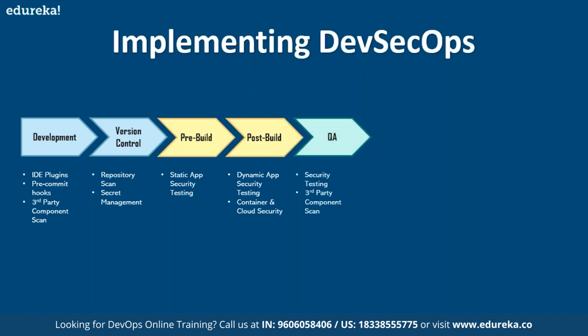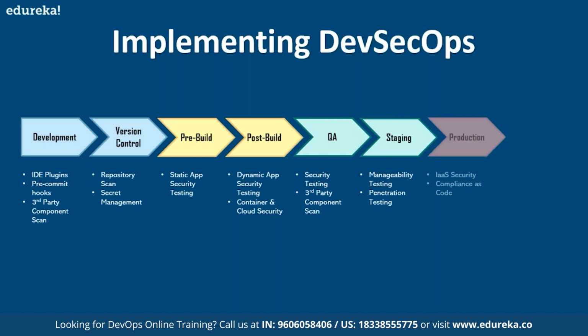Quality and QA. During QA, we will have a look at the security testing. Third-party component scan shall be conducted again. Staging. At the staging stage, we'll have a look at the manageability testing and the penetration testing. Production. At the production stage, the infrastructure as a service security, wherever you're deploying the model, we'll have to check the security of that infrastructure and the compliance of the code. Once it is productionized, during the monitoring stage, all the security monitoring and alerting will be taken into action.